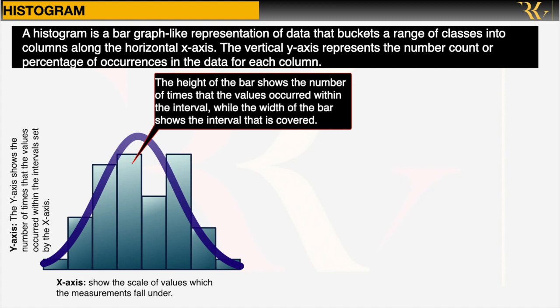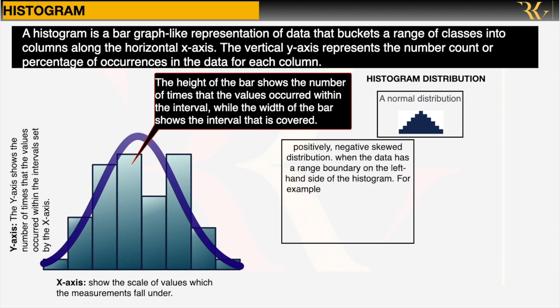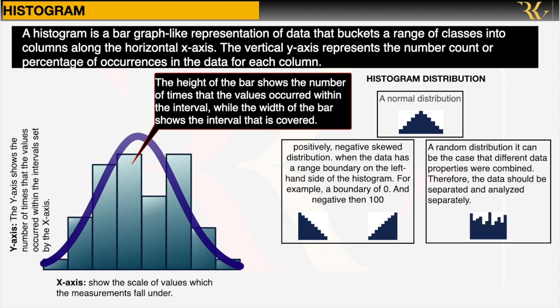When the data has a range boundary on the left-hand side of the histogram, for example, a boundary of 0 and a maximum of 100. A random distribution: it can be the case that different data properties were combined. Therefore, the data should be separated and analyzed separately.